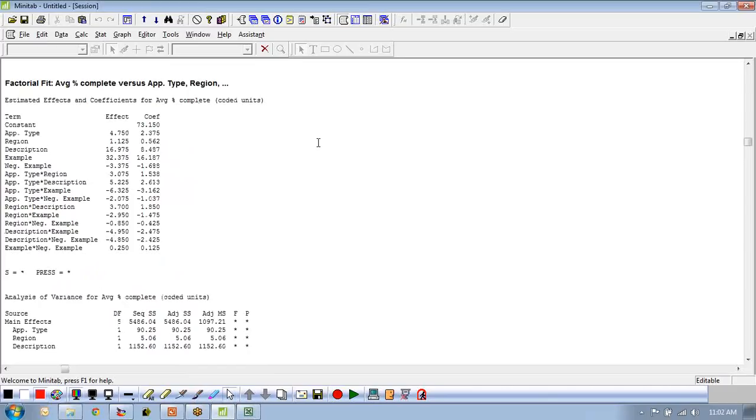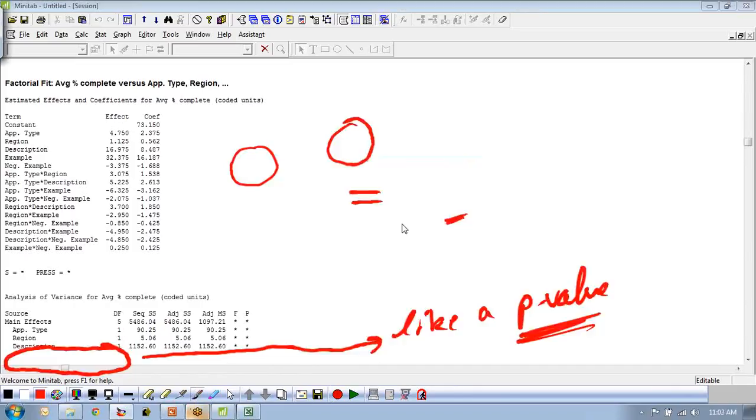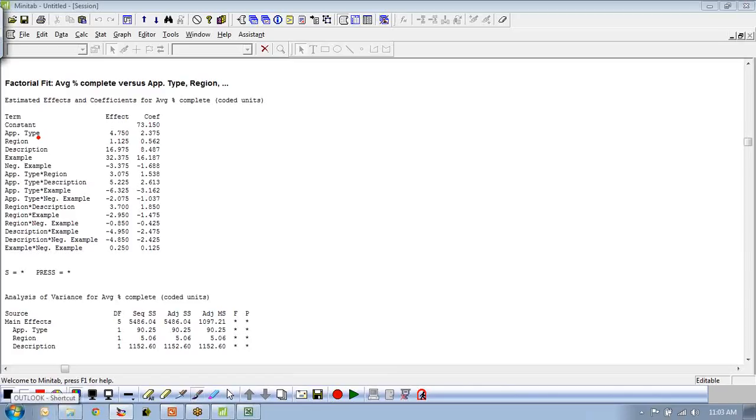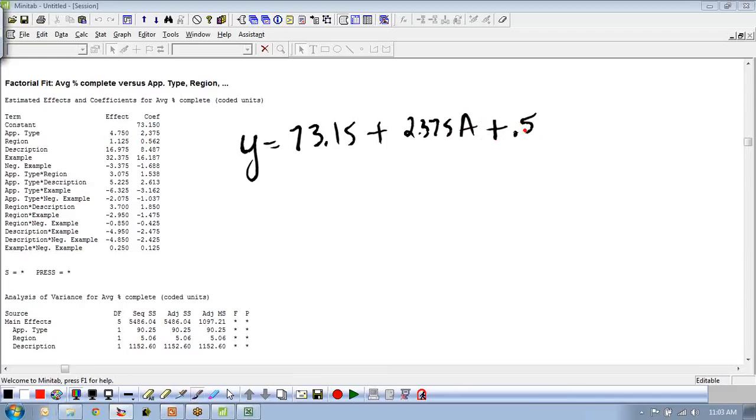So the model that Minitab built, and hold on to your hats, folks. Minitab built a big, big, big bad model. It built y is equal to a constant, which is 73.15, plus some factor for apt-type. I'm going to call apt-type A. I'll say 2.375A, plus one for B. I'm not going to write out this whole thing because it would take forever. B plus something times C plus something times D. But it also built stuff for interactions. Okay. So far, okay.